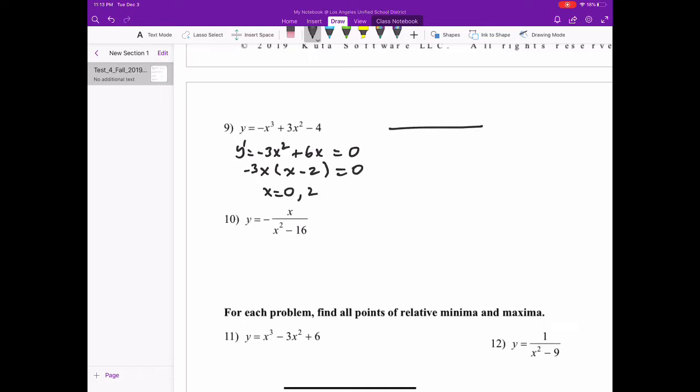So draw my number line, where x is 0 and 2. And let's pick some numbers to figure out if this is increasing or decreasing. Okay, so let's pick a number greater than 2, that's a 3, 4, 5, 6, whatever one you want to do. And if I plug in that number into my derivative here, we'll see that it's going to be a negative. If I plug in a 3, this will be a negative. This will be a positive. Negative times a positive is going to be a negative.